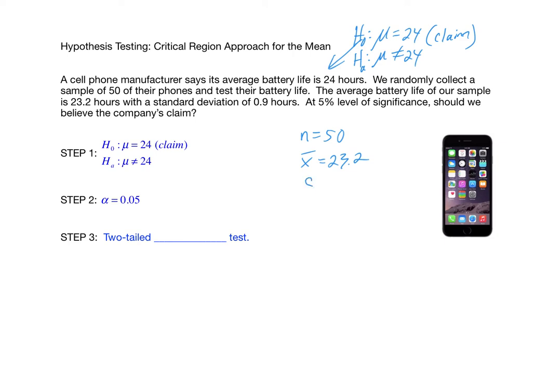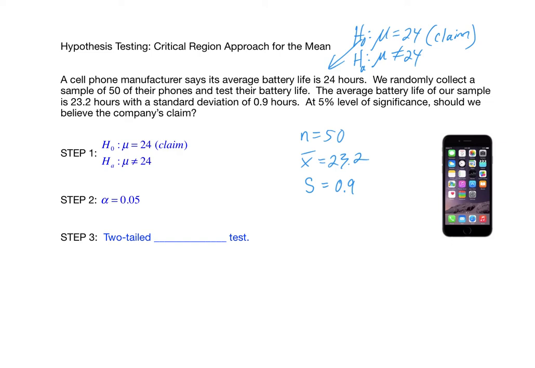So that is S, not sigma. Remember, S is the sample standard deviation, sigma is the population standard deviation. So in this problem, we do not know the population standard deviation sigma, hence we cannot use a z-test. We may be using a t-test.